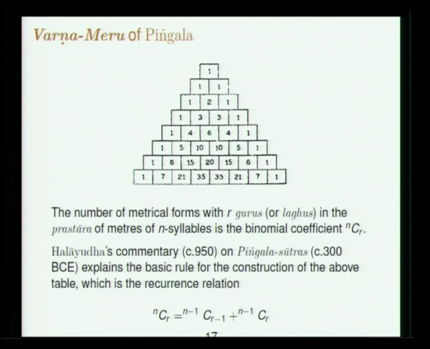Pingala's Chandas Sutra ushered in combinatorics, and this is a very interesting diagram known as the Meru Prastara, which appears in Pingala's Chandas Sutra. It gives you what we now call the binomial coefficients, nCr. They arise very naturally when you want to count how many meters there are which have n syllables, but in which r number of gurus appear. That is nCr, as we shall see later.